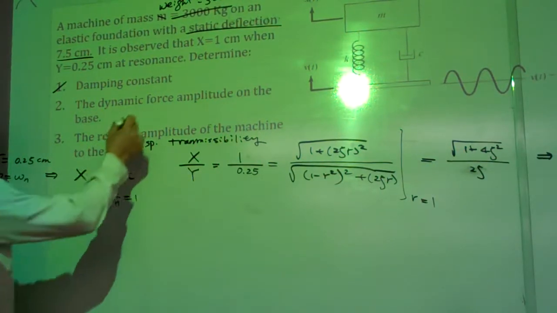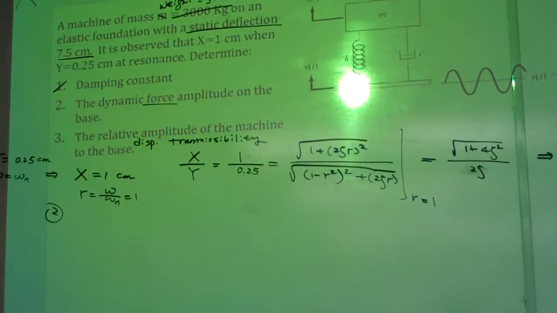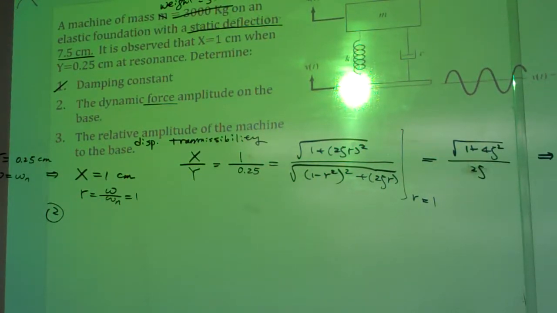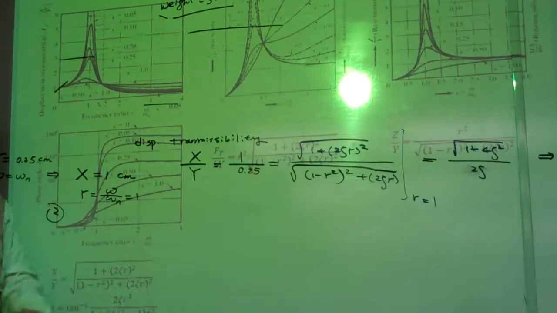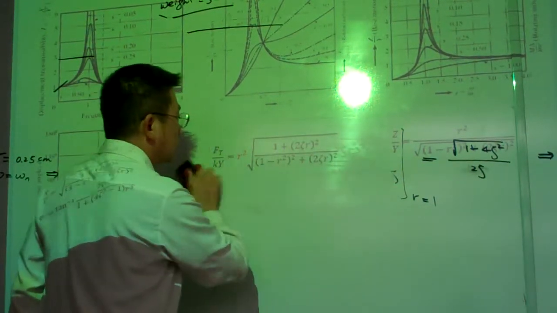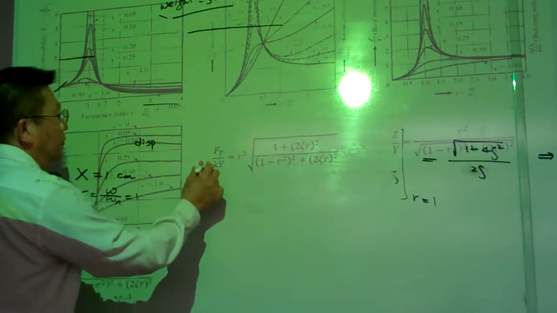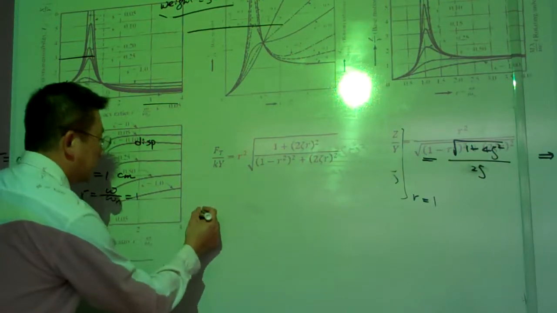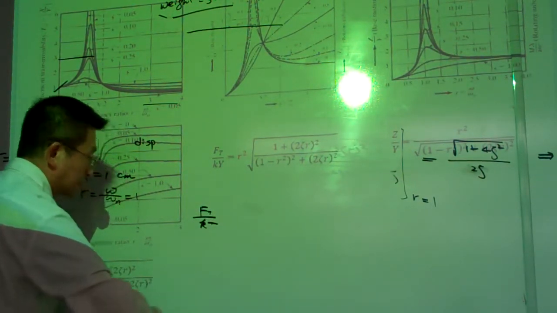So dynamic force on the base. So basically here the second one we have to use the force transmissibility. So again from the previous page we're going to use the second one. So we're going to use this one. Okay. So let me copy here. So Ft over kY.